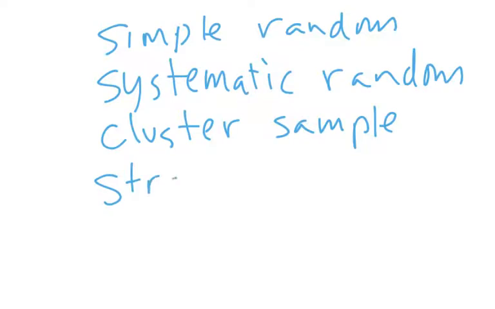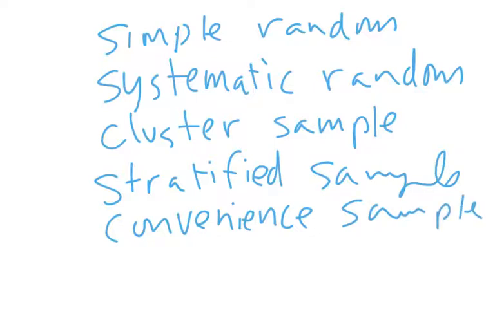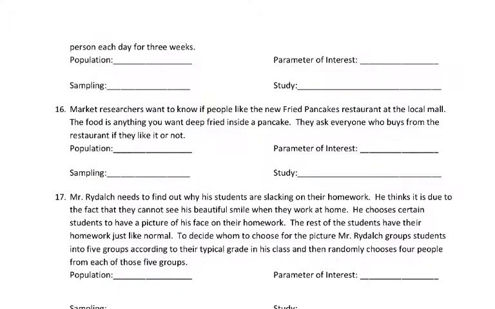You have the stratified. This is where you take from each group that you want, and you pick a certain amount from each group. Okay. There's the convenient sample. So this is basically whatever is easiest for you. You sample the people that come to your class, or you sample the people that you know. Okay. Then a volunteer, where you ask who wants to be involved, and they have to choose to be involved. Okay. So let's take a look.